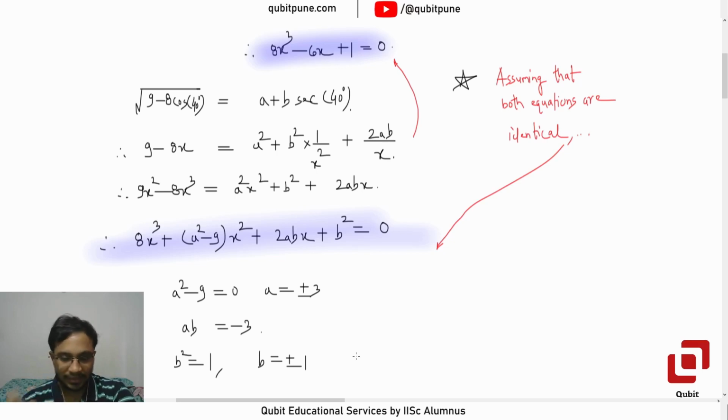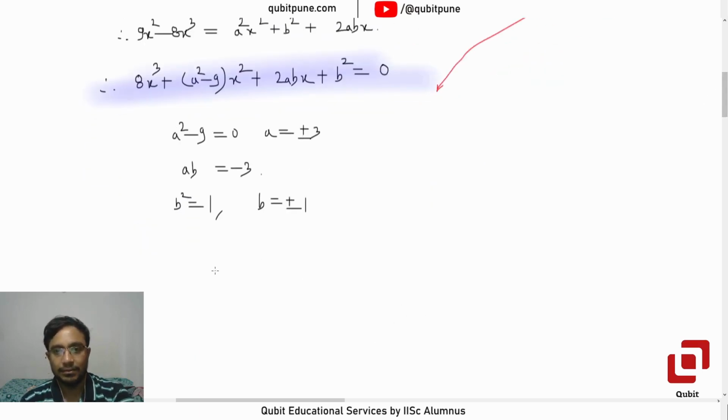Now, although a is plus or minus 3 and b is plus or minus 1, there aren't 4 pairs here, because ab is negative 3, so one of them has to be positive and the other one has to be negative. So a is 3, b is minus 1, or a is negative 3, b is 1. They satisfy all three, especially the ab equal to minus 3 part.